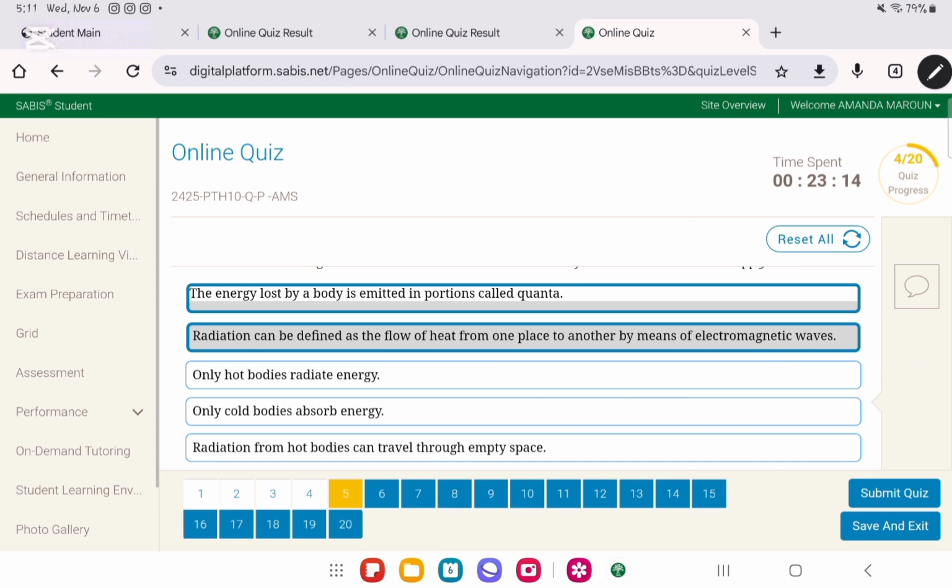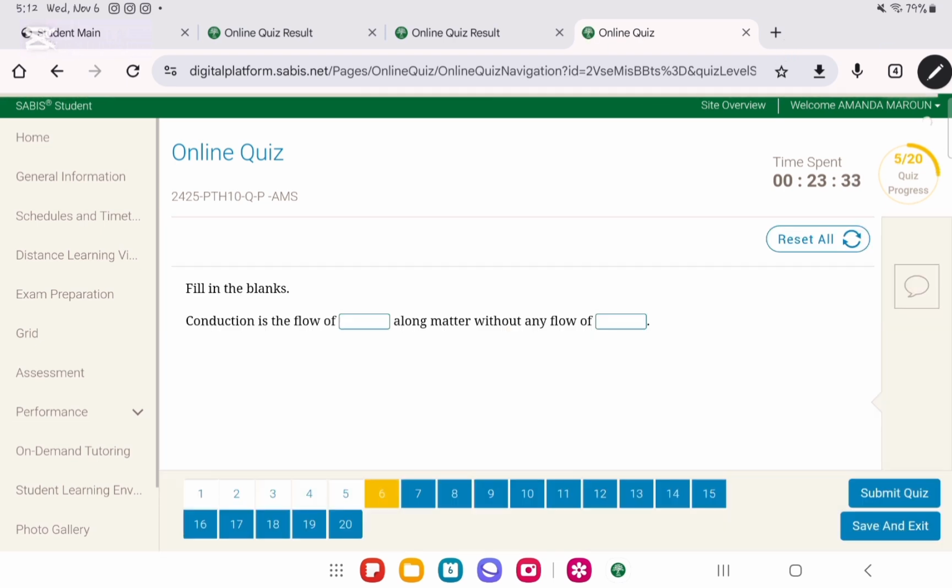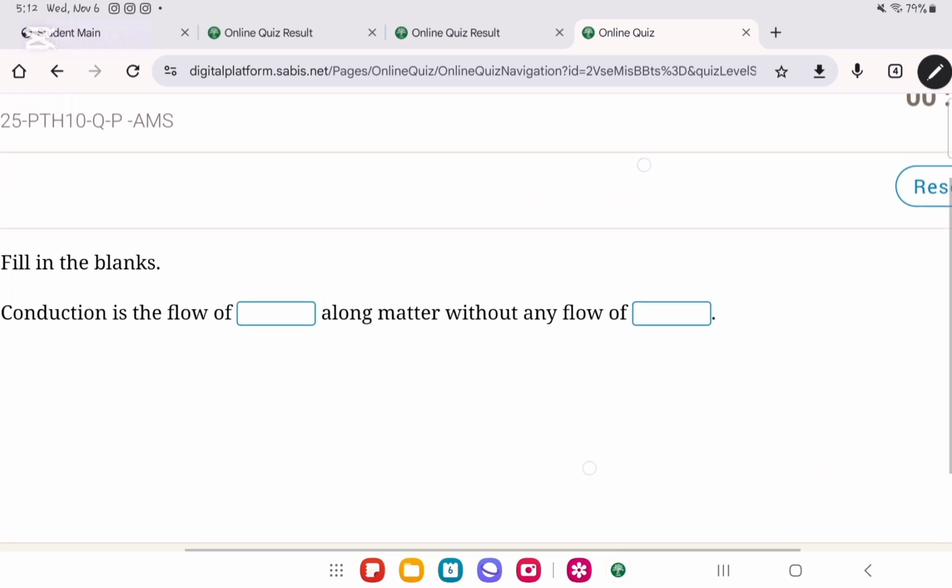Then we move on to the final one, which states that radiation from hot bodies can travel through empty space. Empty space means vacuum, so yes, this is correct. Now we move on to question number 6. Conduction is the flow of what along matter without any flow of what? This is something nice. Let me use the diagram again to explain. We have a spoon.